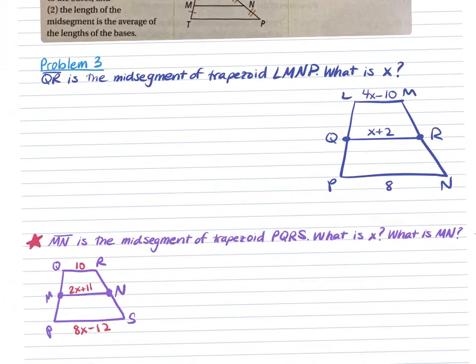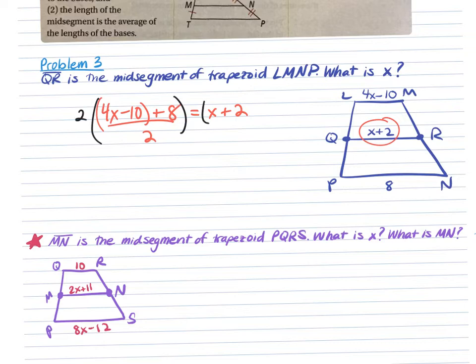Okay, problem 3 says QR is the midsegment of this trapezoid. What is x? And so we know that since it's a midsegment, this is going to be the average of these two. So if we take the average of 4x minus 10 and 8, you add the two together and divide by 2. That's going to equal x plus 2. So to solve these, the best thing to do is to get rid of this divide by 2 first by multiplying by 2. So double the midsegment, and that's going to equal the sum of the other two.